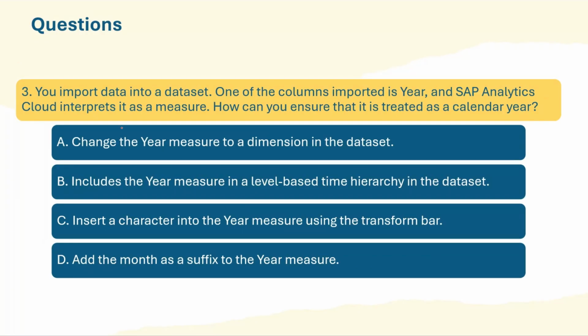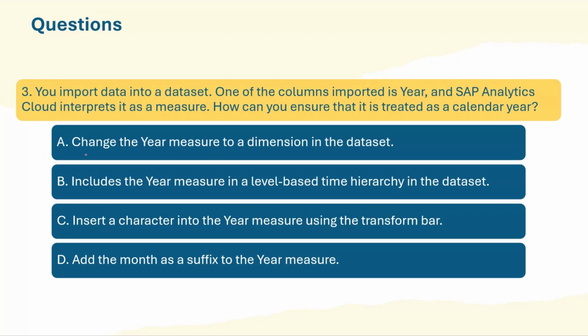And then the third question is, you import data into a dataset. One of the columns imported is year. Because year is a number, a combination of numbers like 2025, 2026, and so on, SAP Analytics Cloud interprets it as a measure. So the system interprets it as a measure. Now how can you ensure that it is treated as a calendar year? It's a very simple question. I have mentioned it in the video as well.